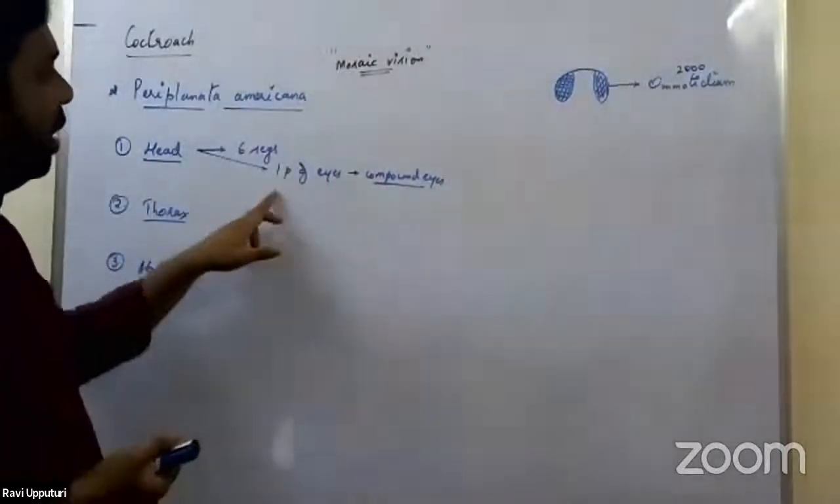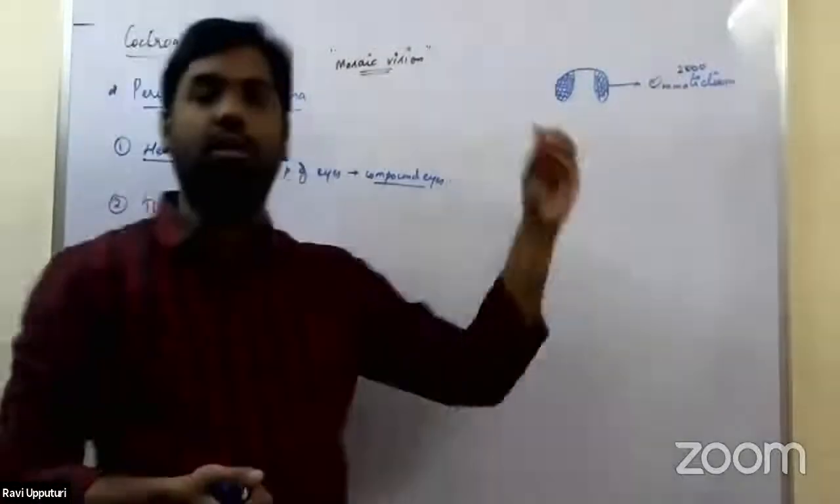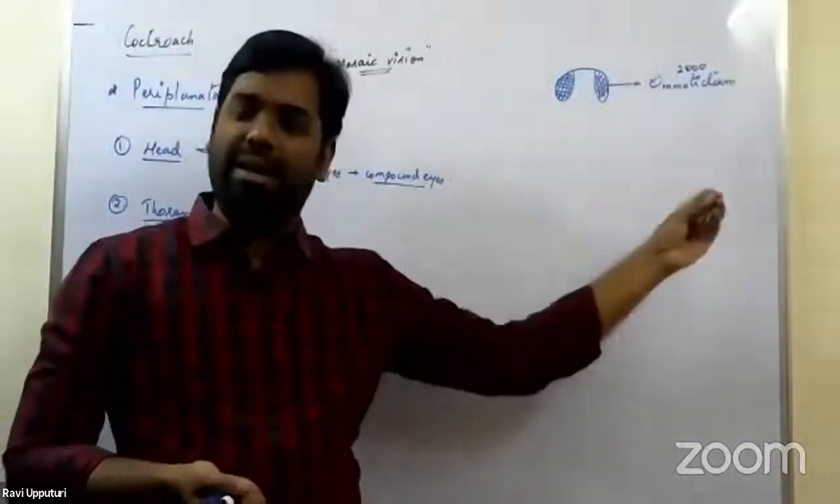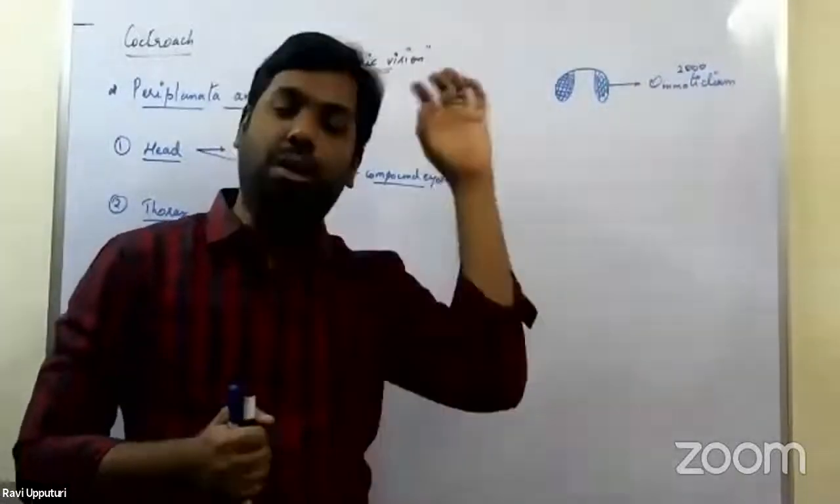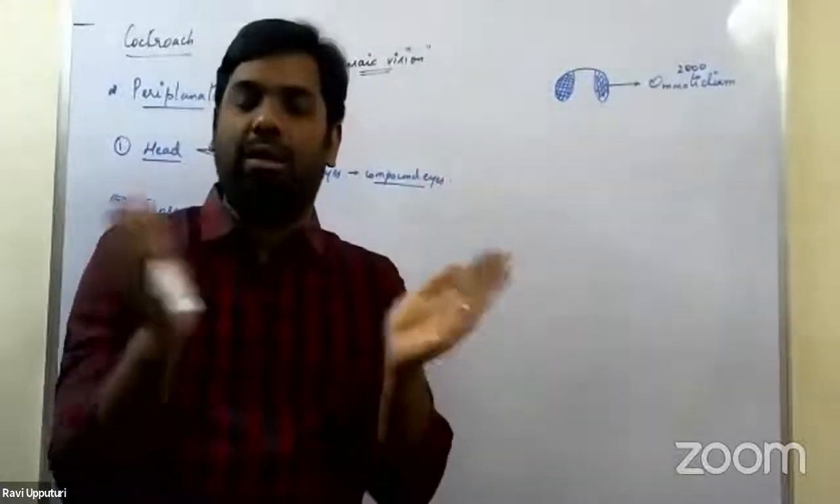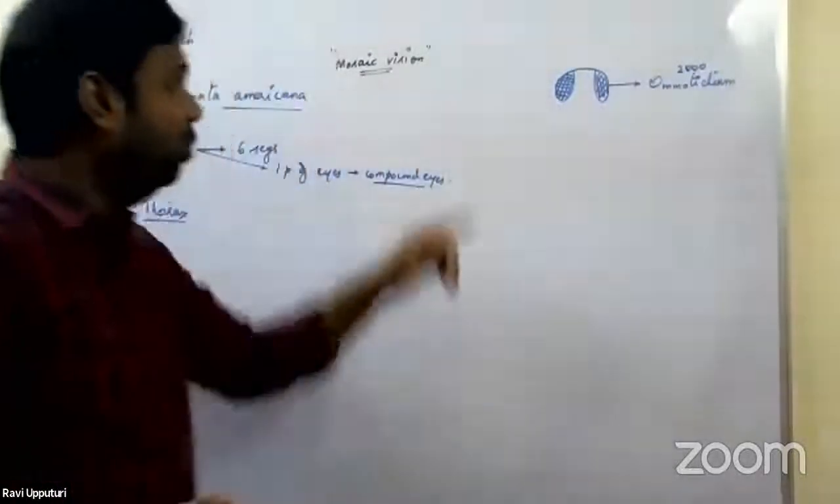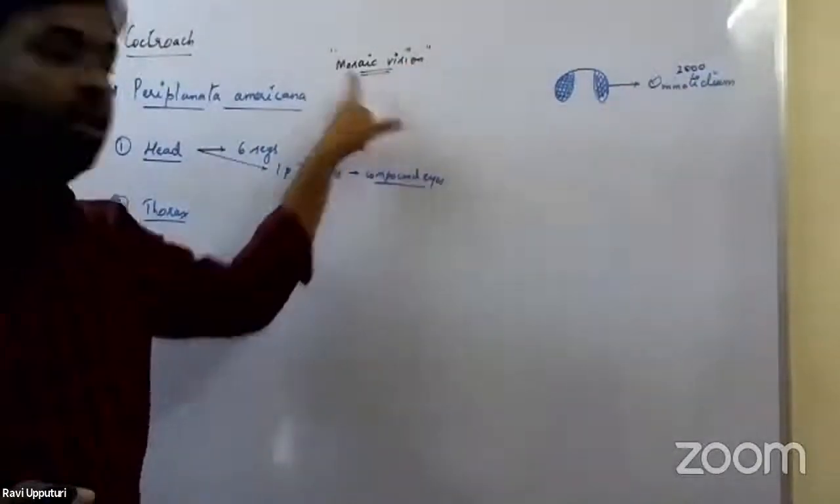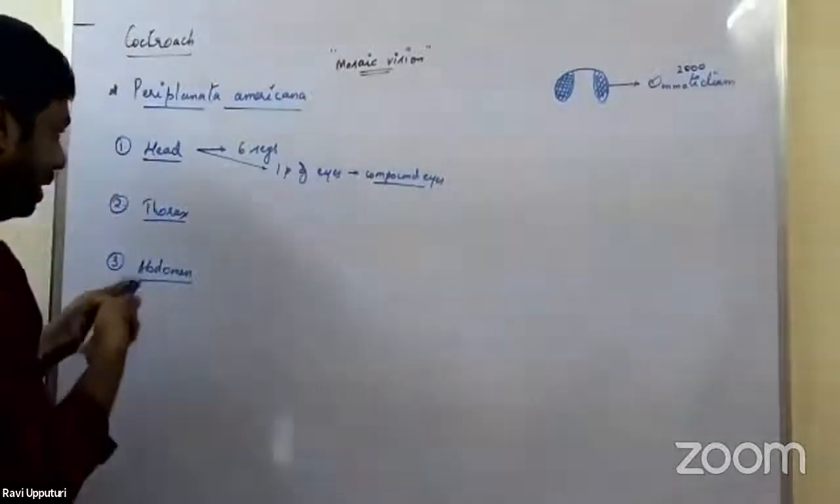So there is one pair of compound eyes present in the head region, composed of smaller units called ommatidia. Each ommatidia captures a piece of the image, and finally all the pieces are put together in proper order so that one proper image is formed. Such type of vision we call mosaic vision. So the head consists of one pair of compound eyes. Then what else does the head consist of?